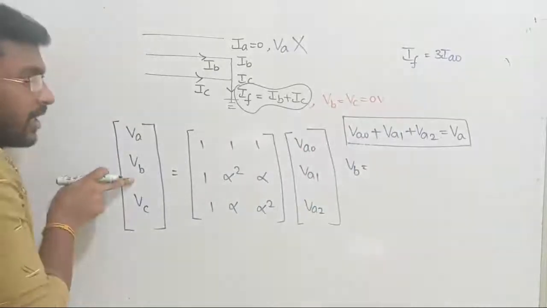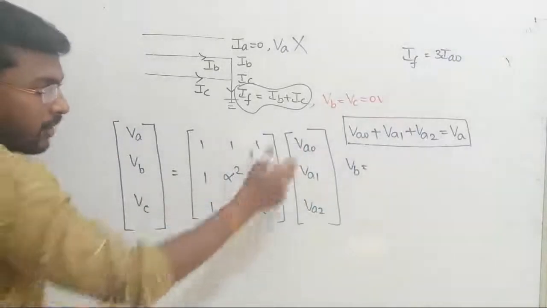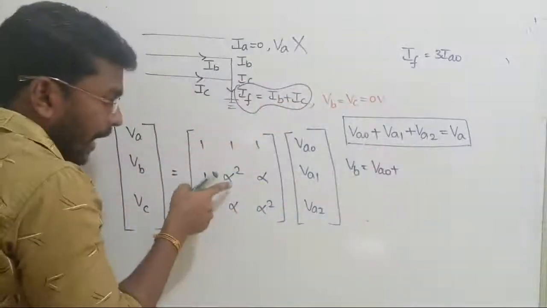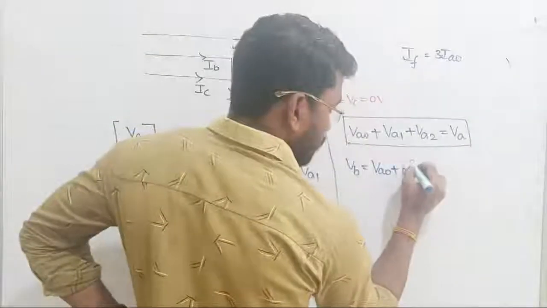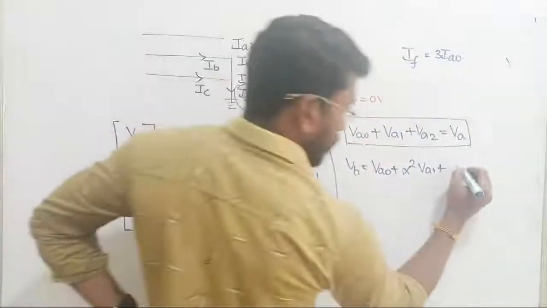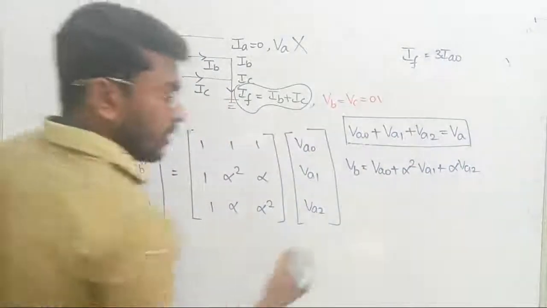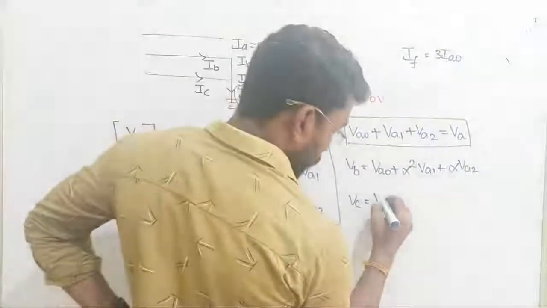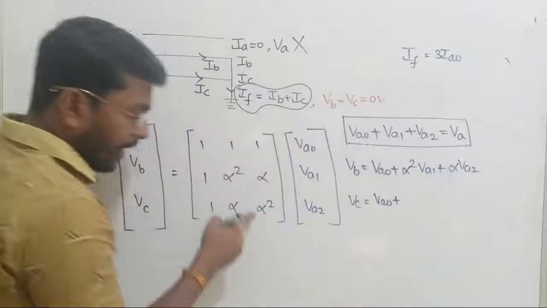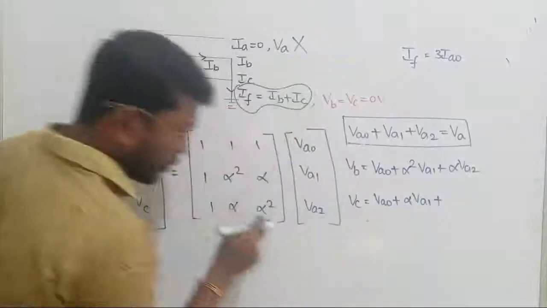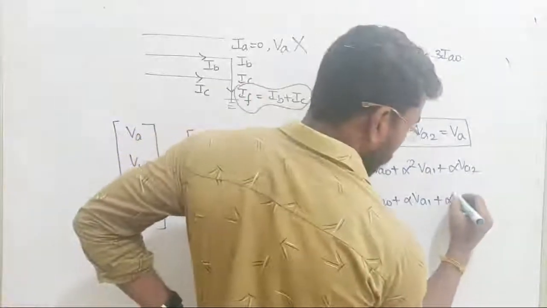That's all. Phase B எழுதலாமா? Phase B equal to 1 into VA0, yes of course, plus alpha square times of VA1. Super. Next, alpha into VA2, of course. Over. Similarly, write the expression for VC. VC can be written as 1 into VA0, alpha into VA1, plus alpha square into VA2.